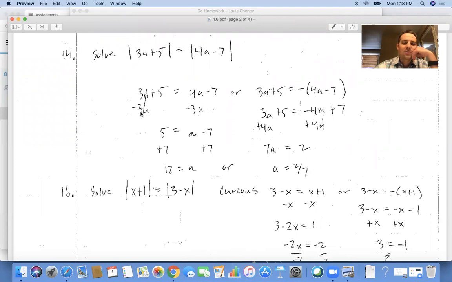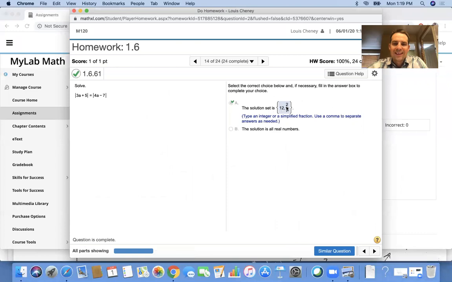I solve this by subtracting 3a on both sides to get 5 equals a minus 7. Then I add 7 and I get 12 equals a. Okay, here I distribute the negative to get negative 4a. And then this is plus 7. So then I add 4a to both sides and I get 7a equals 2. Dividing by 7, I get a is 2 sevenths. So those were the 2 answers for that, 12 and 2 sevenths.